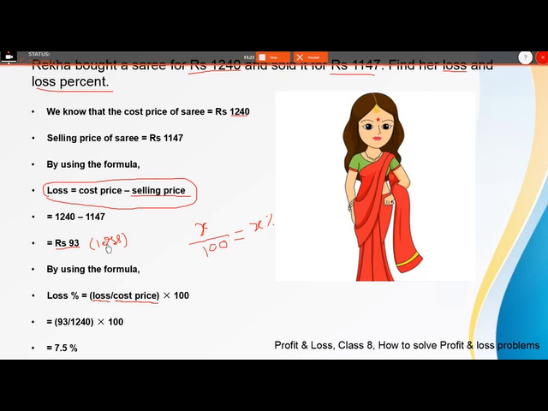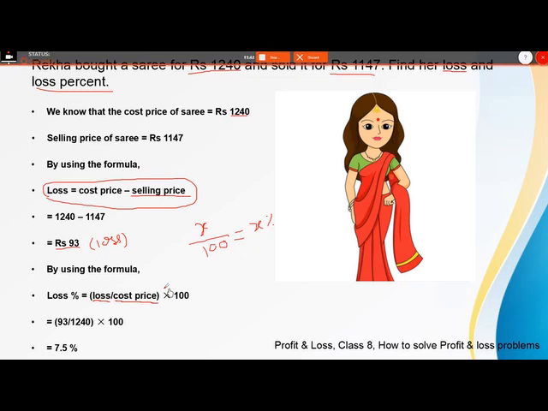That's it, nothing else. There will be four formulas given in your textbook, which are loss, loss percent, gain and gain percentage. Revise those four formulas continuously, then this is a joke for you. It is very easy.